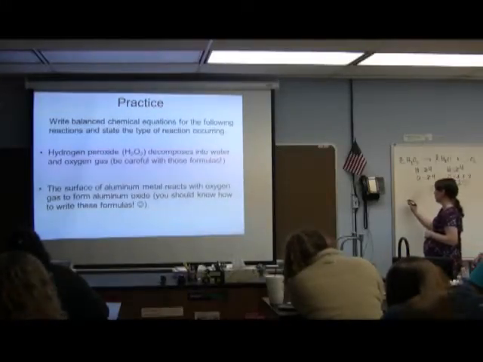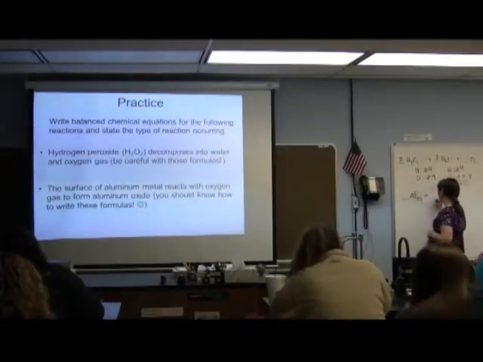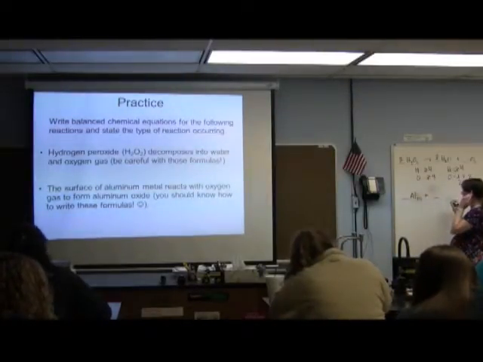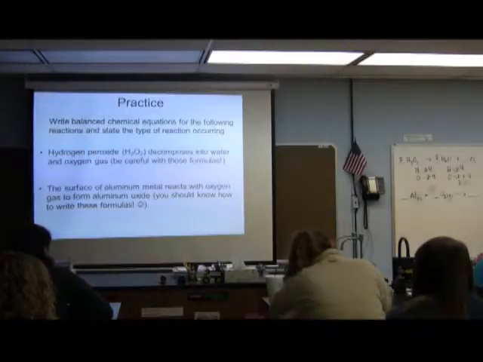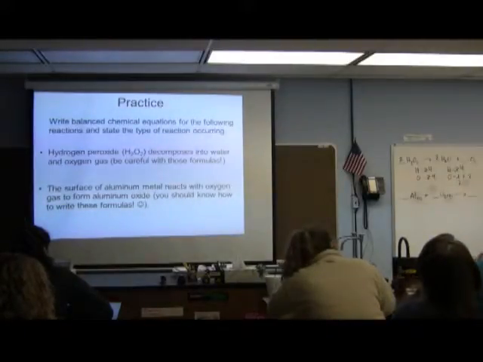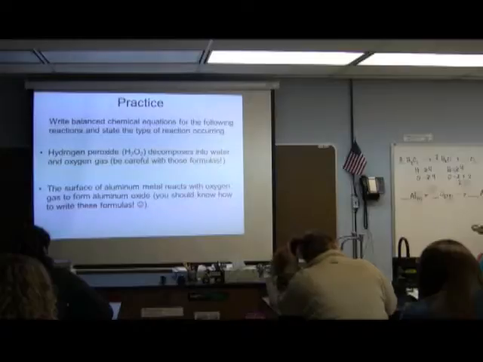Aluminum metal, the formula for aluminum metal is Al, and that's a solid. And oxygen gas is what? O2 gas. And we're forming, okay, let's do a little sidebar here. Aluminum has what charge? +3. And oxygen has what charge? -2. So this is what? Al2O3, right. And that is a solid. So let's make our table.